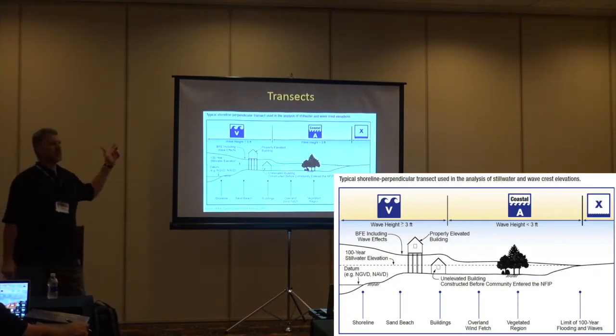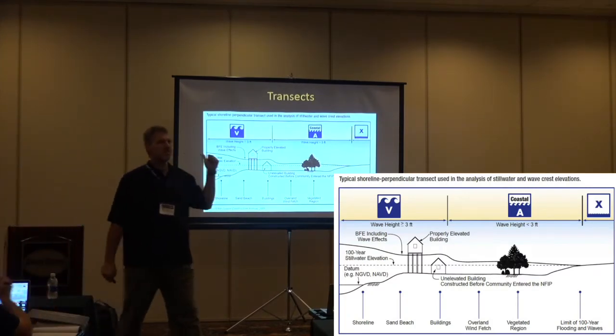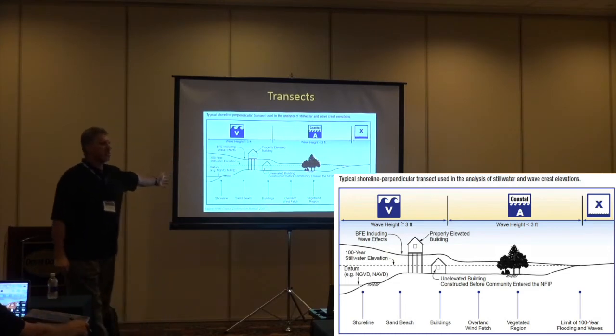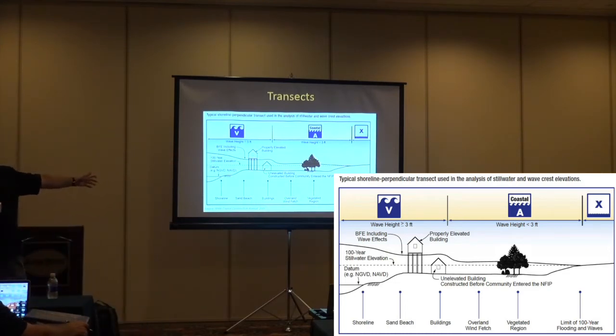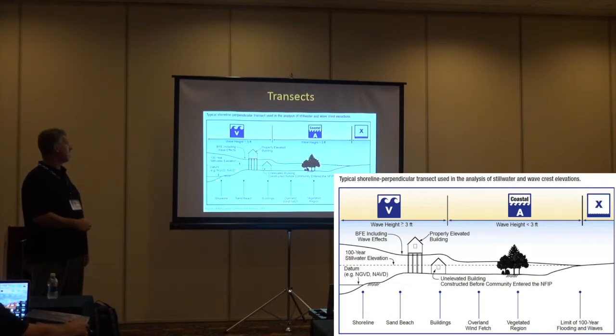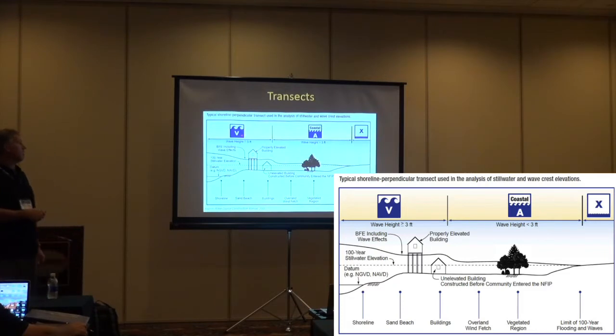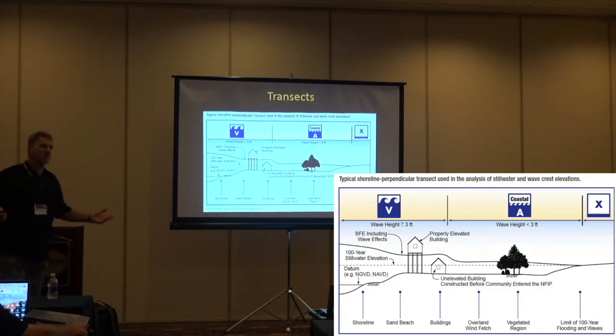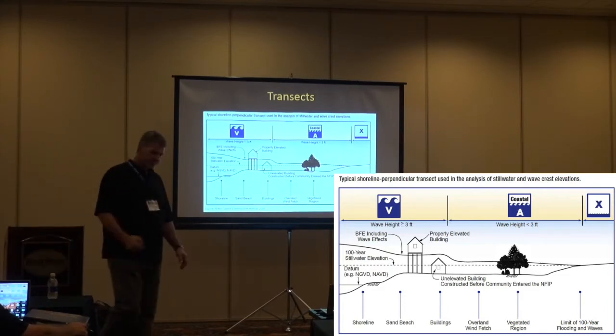So, following up, we had talked right before the break about cross-section and transects. Transect is just our coastal application. So our transect basically shows the profile going up the beachhead, if you will. It's all the way from out here past the shoreline up to our limit of wave action. And once again, you see in here we delineate velocity zone, which is what? Wave height greater than 3 feet. Coastal A, wave height less than 3 feet. And then our X zone, supposedly where we're not going to have any flooding.